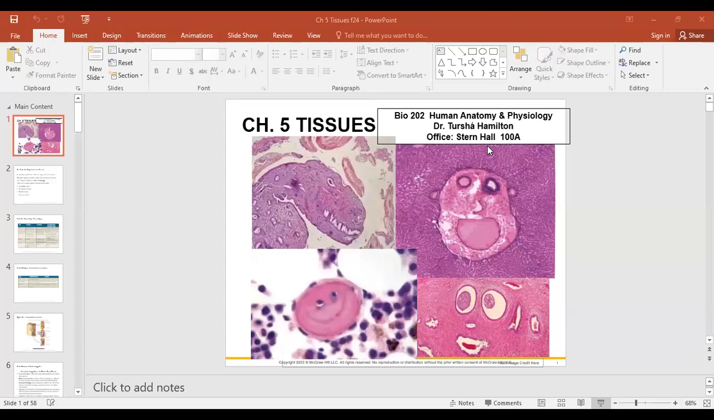This is chapter 5. We'll be talking about the tissues of the human body.